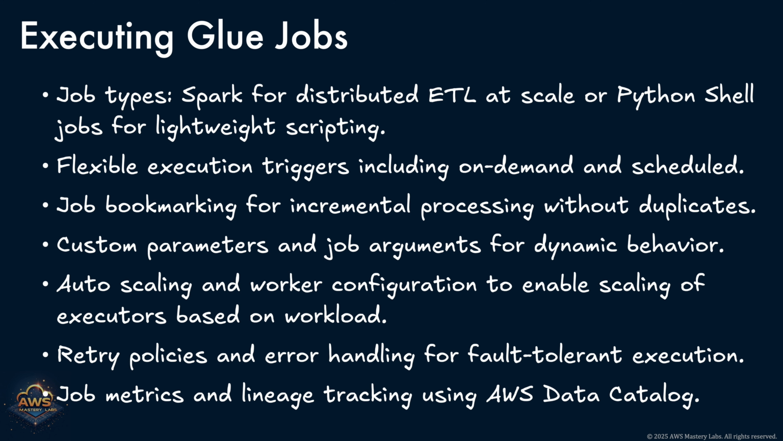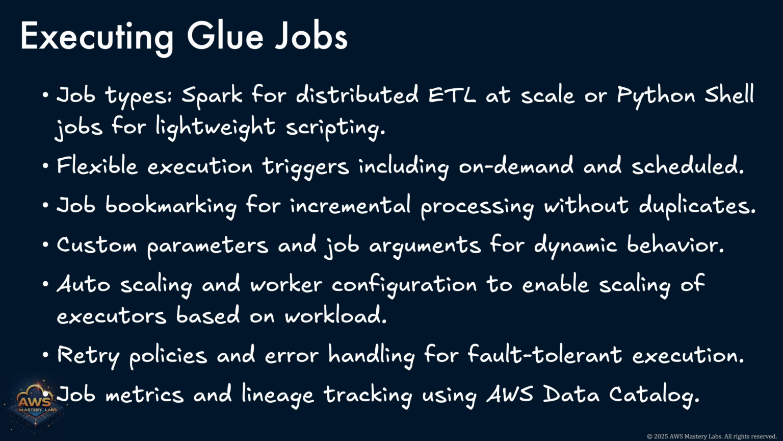One of the most powerful features is job bookmarking. Glue can track previously processed files or data slices and skip them in future runs. This allows for incremental ETL, only processing what's new, saving time and compute costs. You can also pass custom job parameters at runtime, whether it's a date range, environment flag, or dynamic input path. This gives your ETL logic the flexibility to adapt to changing requirements without modifying code.